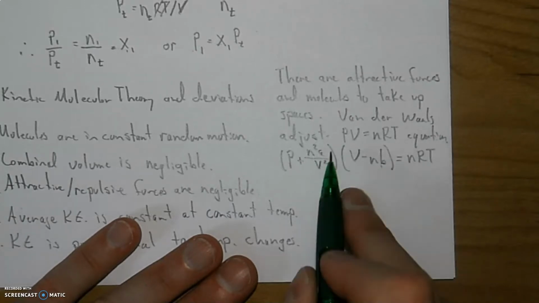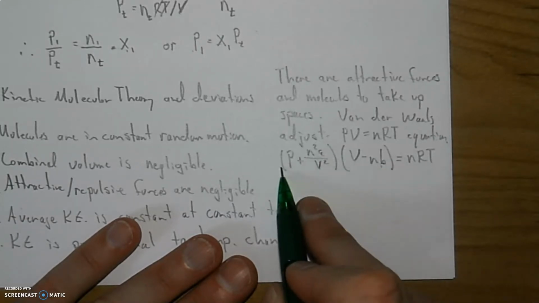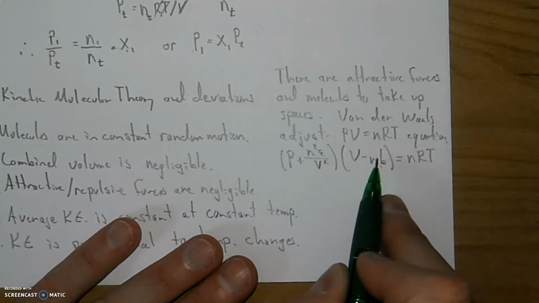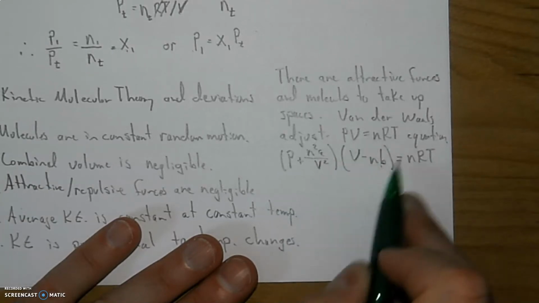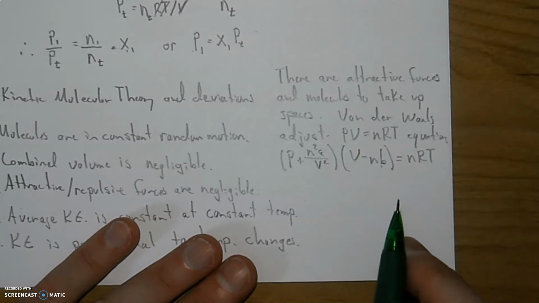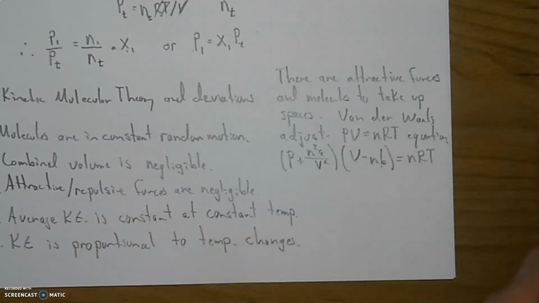So A and B, A is an additive value for the pressure, and B is going to be a subtractive value because of the volumes the particles actually have. And I'll write some of that more down for the next lecture.